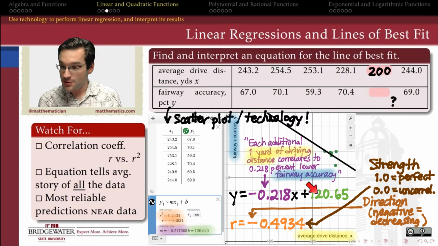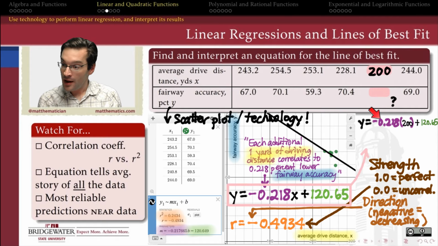And we can also use this equation to interpolate or extrapolate. If you give me an x value that we're interested in, I can plug it into the model and find a y value, for example.